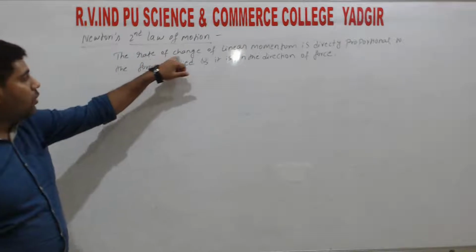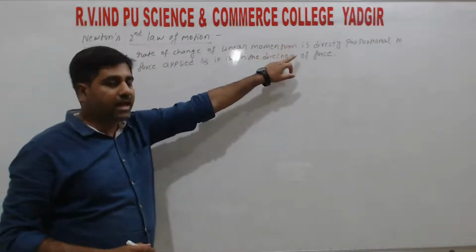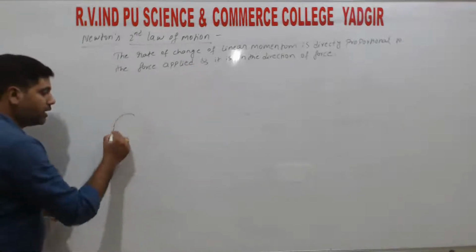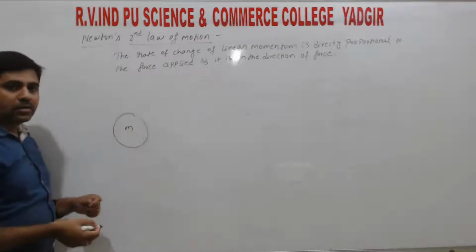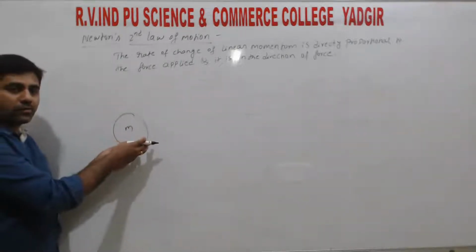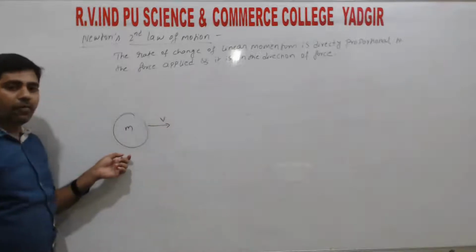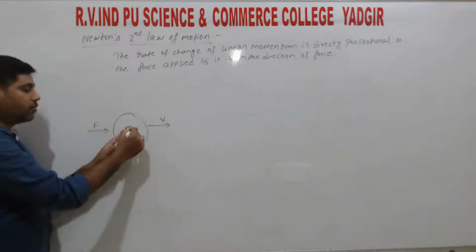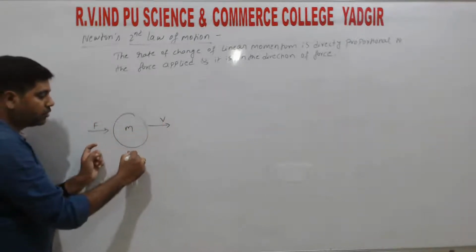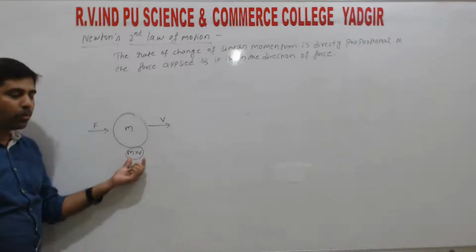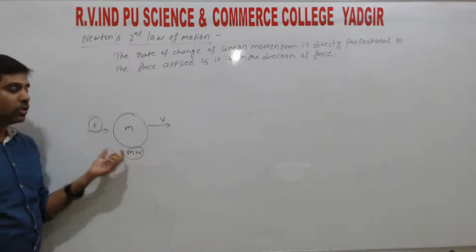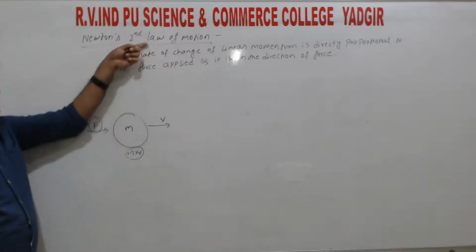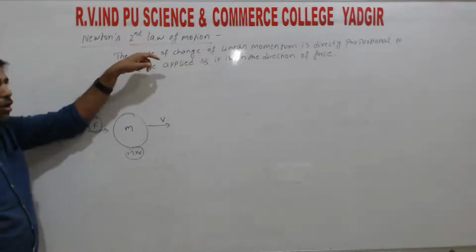That is, the rate of change of linear momentum is directly proportional to the force applied, right? So if we consider any object, this object has some mass. So if we apply the force on this object, it starts to move with some velocity, right? So only if we apply force will it move, right? So that momentum, mass into velocity, so m into v is the momentum. So this momentum is directly proportional to the force. So the more force we apply, the more it moves ahead, right? So that is given by the statement, that is Newton's second law of motion, right?